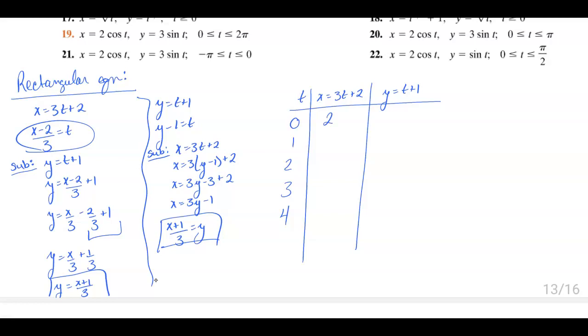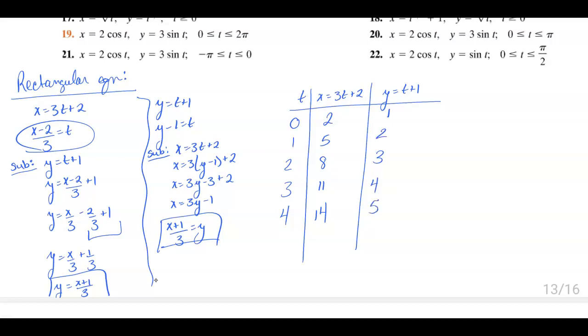Plug 1 in, 3 times 1 plus 2 is 5. Plug 2 in will give us 8. Plug 3 in, and then plug 4 in. We're going to do the same thing for the y coordinates. Plug 0 in, we're going to get 1. Plug 1 in, we're going to get 2. Then 3, then 4, then 5.